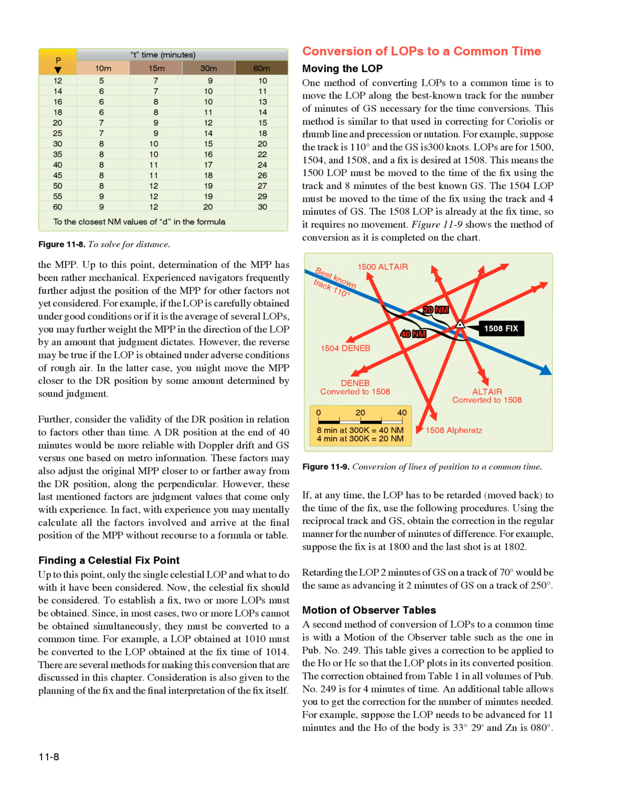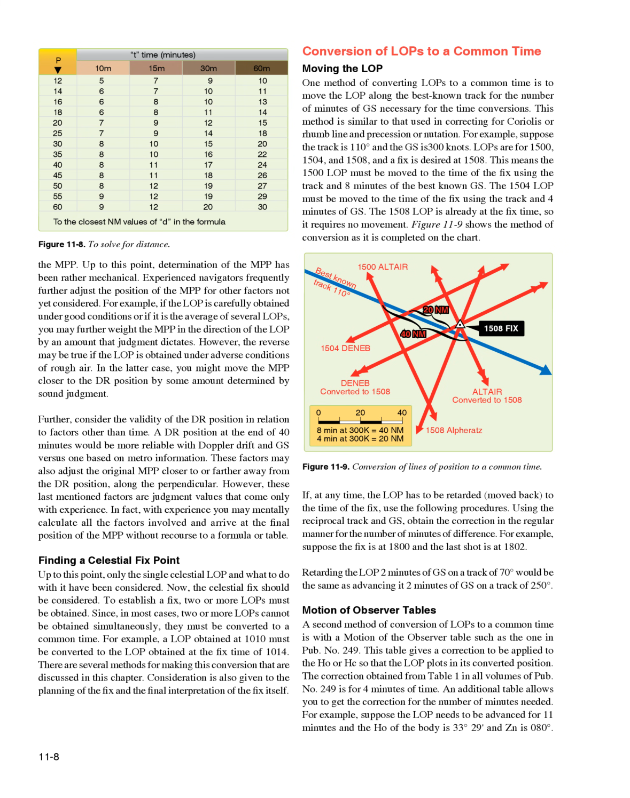If, at any time, the LOP has to be retarded, moved back, to the time of the fix, use the following procedures. Using the reciprocal track and GS, obtain the correction in the regular manner for the number of minutes of difference. For example, suppose the fix is at 1800 and the last shot is at 1802. Retarding the LOP 2 minutes of GS on a track of 70 degrees would be the same as advancing it 2 minutes of GS on a track of 250 degrees. Motion of observer tables. A second method of conversion of LOPs to a common time is with a motion of the observer table such as the one in Pub.